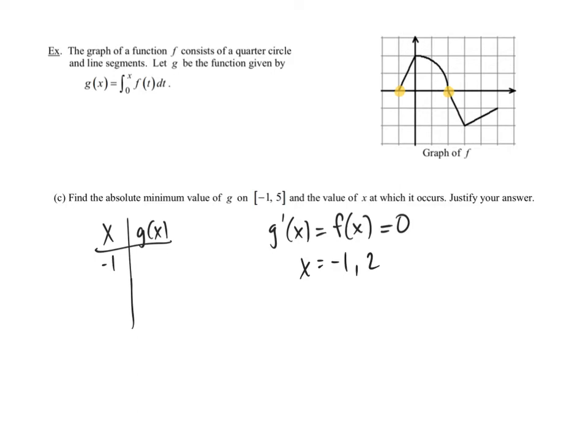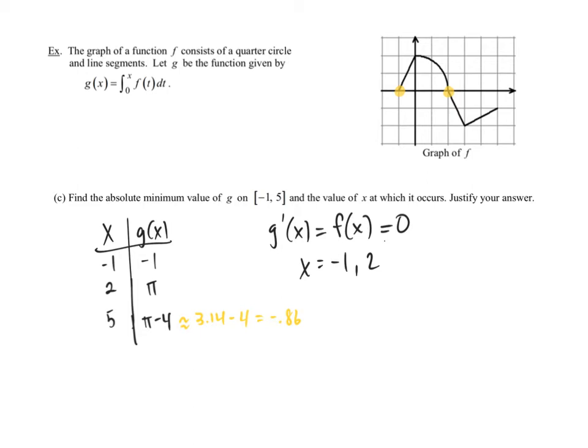So I'm going to evaluate g of x at -1, at 2, and at 5. The nice part about this problem is that we already did all of this back in part A. So g of -1 was -1, g of 2 I believe was pi, and g of 5 was pi minus 4. Now we just need to determine which of these numbers is the smallest, and we have to do this without a calculator. Notice that pi minus 4 is approximately 3.14 minus 4, which is about -0.86. That number is actually bigger than my value of -1.